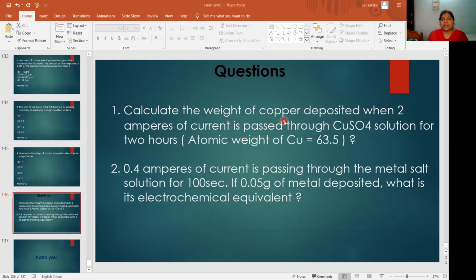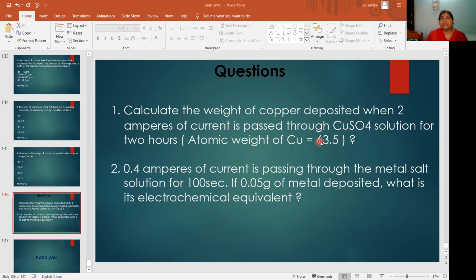So what you have to do? That formula should click in your mind: W is equal to atomic weight into C into T by N into F. If atomic weight is given, use that formula directly. Then you have to find the valency. You have to remember the valency, or if you know the splitting of the molecule, whatever charge you get on it will be the valency. So copper valency is 2, zinc valency is 2, silver valency is 1. Like that you have to remember.